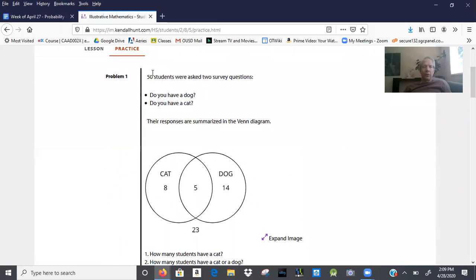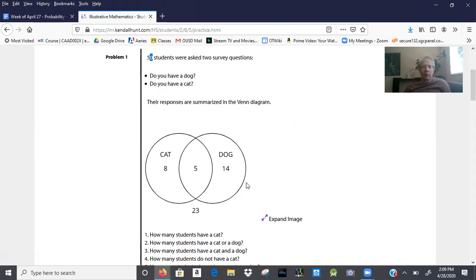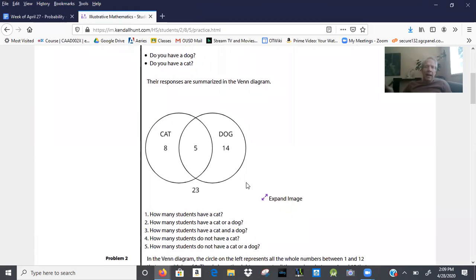Okay, 50 students. If I didn't tell you 50 students, you would have to add up all these things in my Venn diagram down here. And the question here was, do you have a cat or do you have a dog? And this is not, do I prefer one or the other, which we've seen an example like that before. This is which one? And I definitely have a dog.